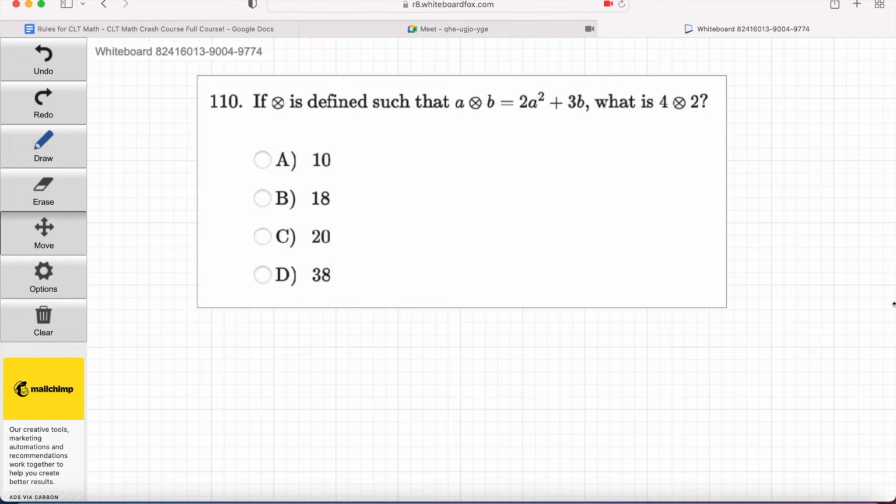What are we plugging in for A? 4. Plugging in a 4. What are we plugging in for B? 2. Plugging in a 2. That's it. Good. Let me see you do that. Let's see what we get.